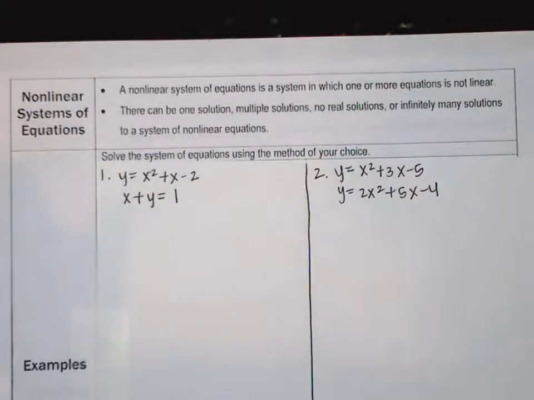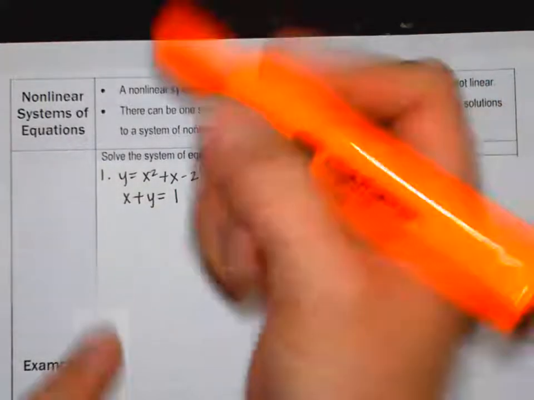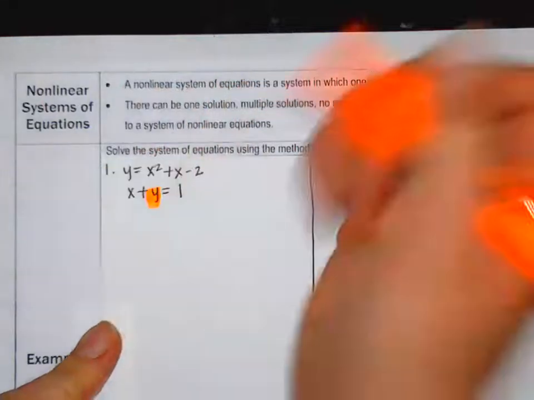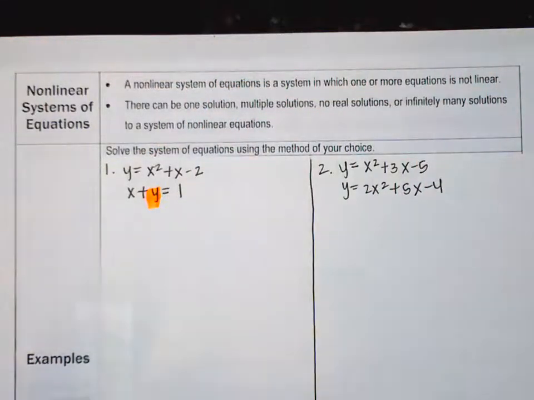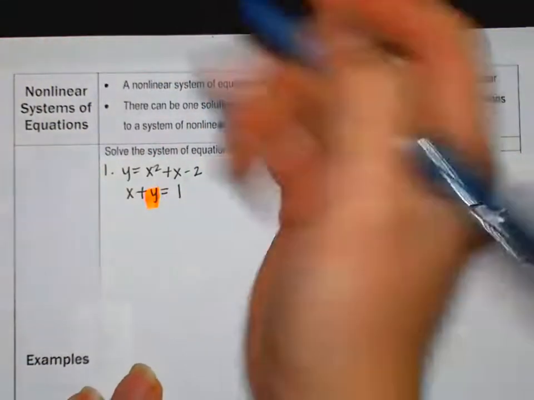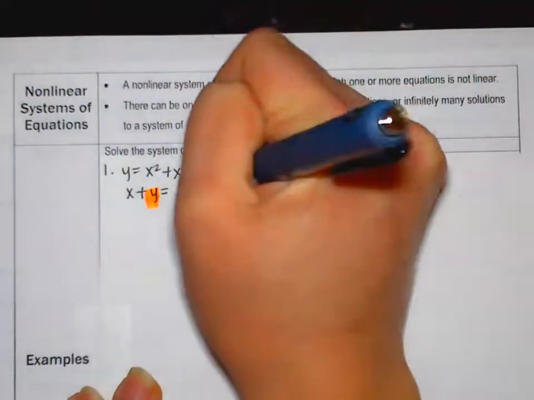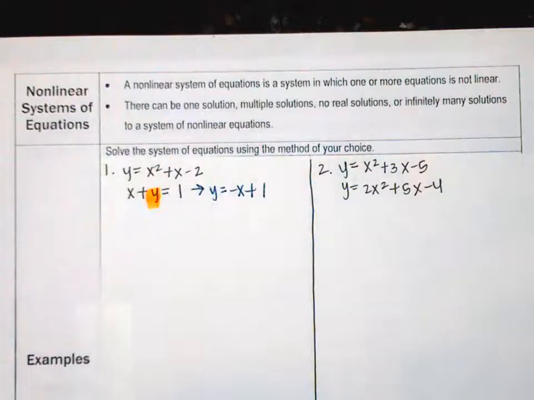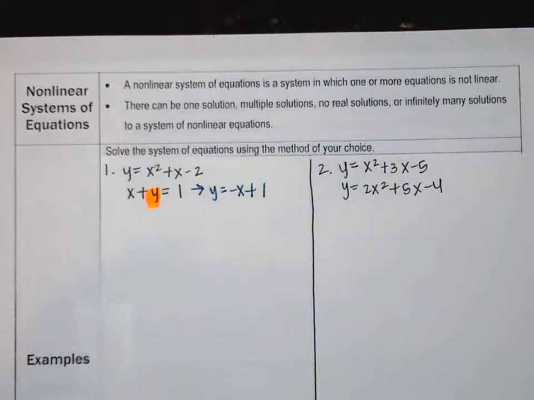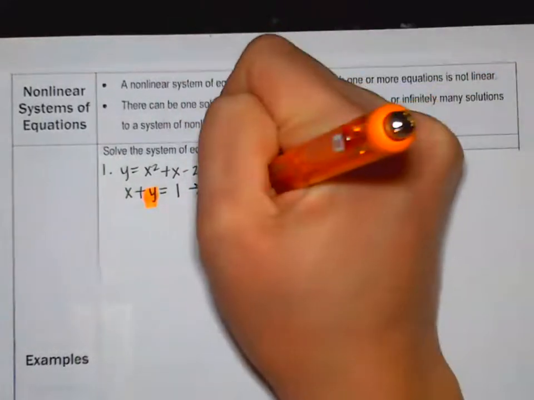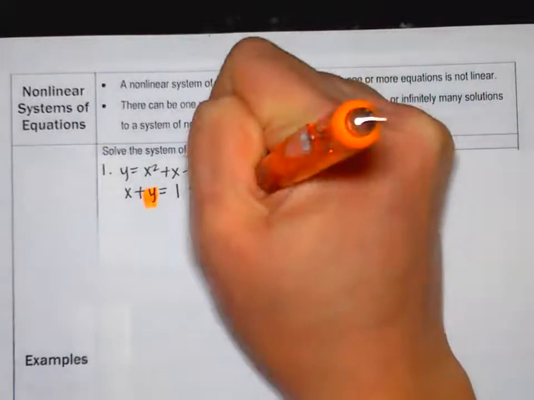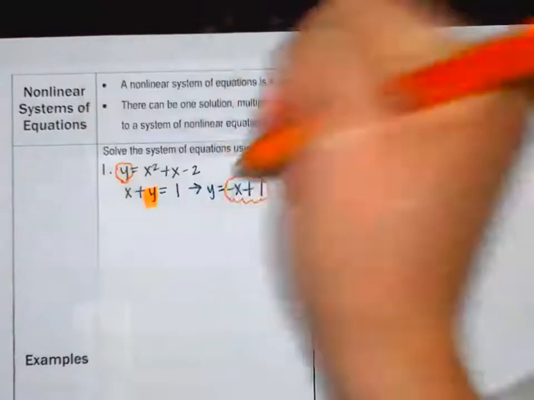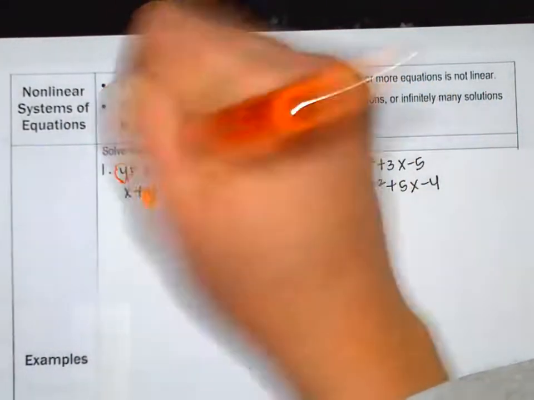That means that I am going to get y all by itself. So I am going to write a new equation for this. This is going to be y equals negative x plus 1. Okay, so now that y is all by itself, I am going to substitute that into the equation above. So I'm going to plug in negative x plus 1 for y up here.